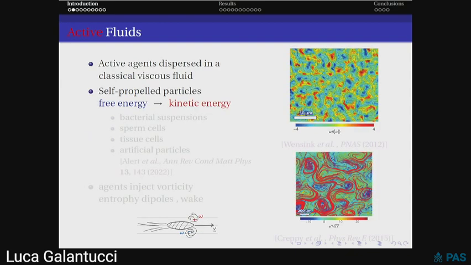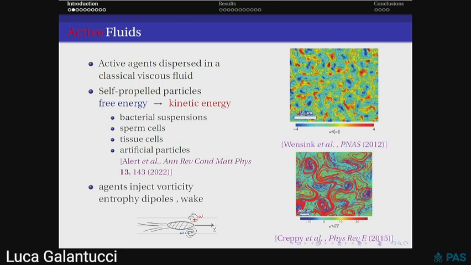I'll start with some introduction of what active fluids are. Active fluids are composed of active agents, which are dispersed in a classical viscous fluid. So we're talking about a multi-phase flow system. The defining property of active matter is that the fluid is driven internally by its own constituents, by the self-organization of its constituents. So it means that we have self-propelled particles, agents, which transform stored free energy into motion, so into kinetic energy. Examples of active fluids are different types of bacterial suspensions, swarming of sperm cells, monolayers of tissue cells, and artificially propelled particles. I recommend this review if you want to have an overview of all the different systems.